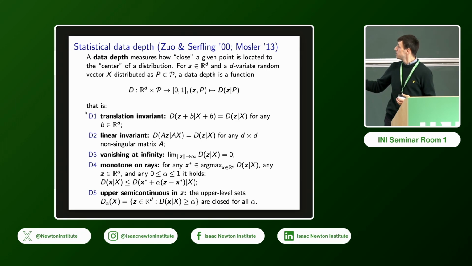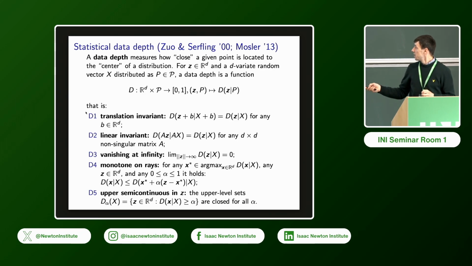We also would like it to reflect the belongingness to the data, to be high where there is a lot of data, and as we go further from the data, this function decreases. And usually we put a technical restriction that if we have an upper level set, the border of the set also belongs to this upper level set.